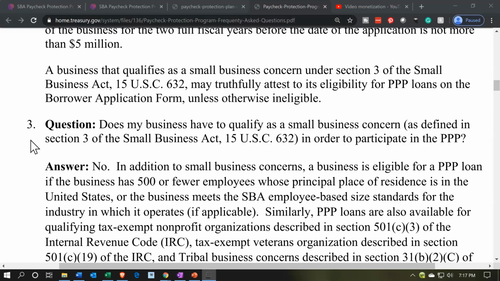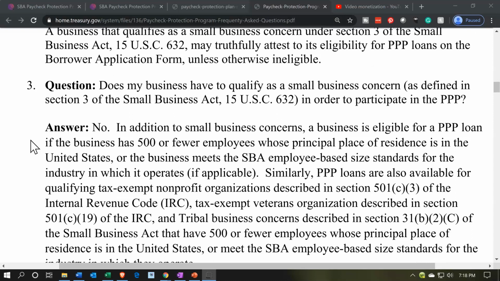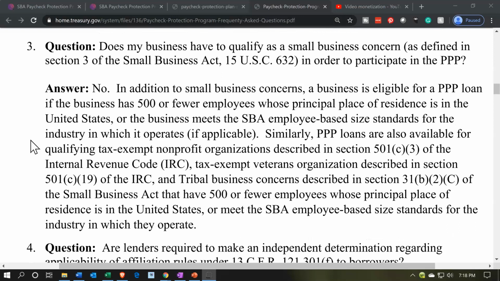Question: does my business have to qualify as a small business concern as defined in Section 3 of the Small Business Act, 15 U.S.C. 632, in order to participate in the PPP? Answer: no. In addition to small business concerns, a business is eligible for a PPP loan if the business has 500 or fewer employees whose principal place of residence is in the United States, or the business meets the SBA employee-based size standards for the industry in which it operates, if applicable.